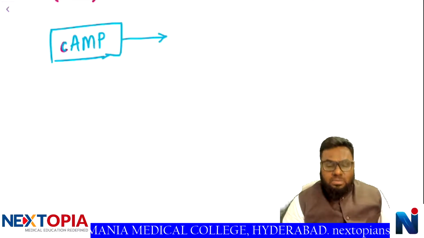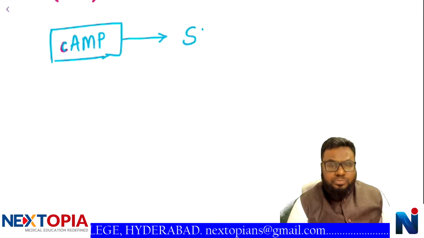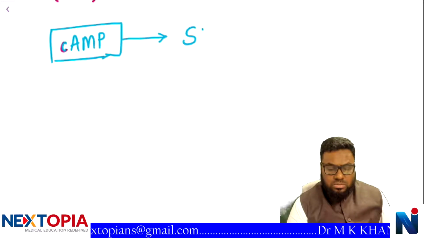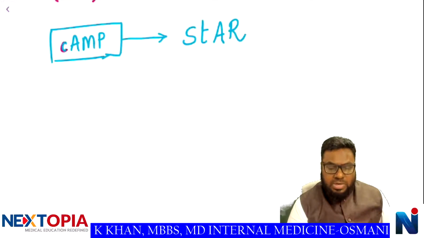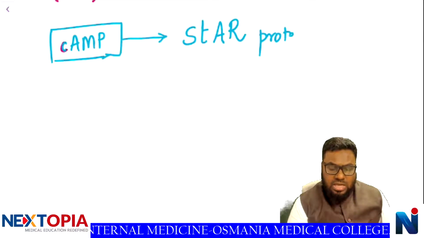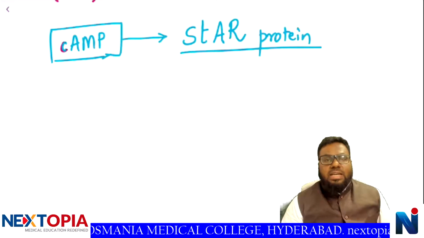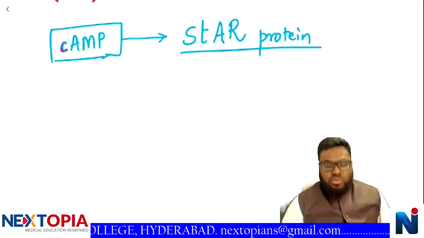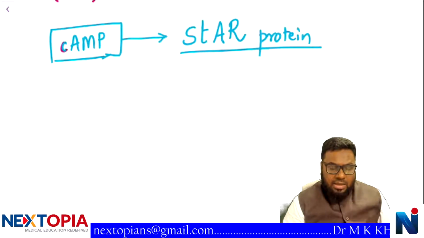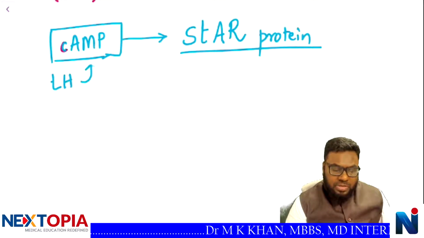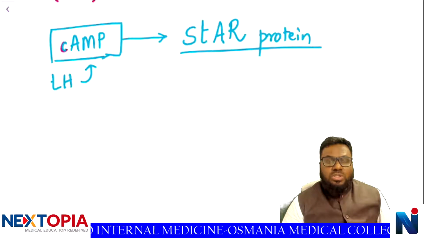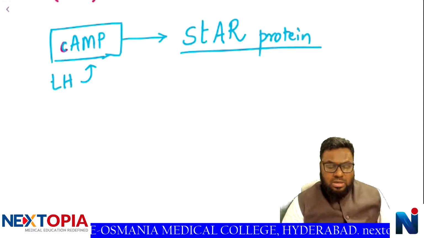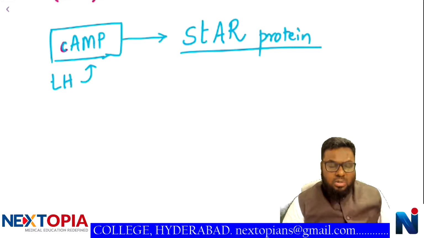Please remember this cyclic AMP is responsible for upregulation of certain enzymes like the steroidogenic acute regulatory protein, the StAR protein we call it. So LH via the cyclic AMP activates this enzyme, and this enzyme is responsible for production of testosterone. Testosterone diffuses into the Sertoli cells now. So this is all about what occurs in the Leydig cells.